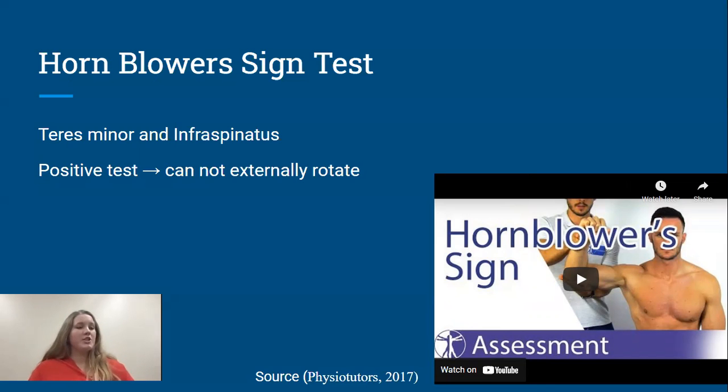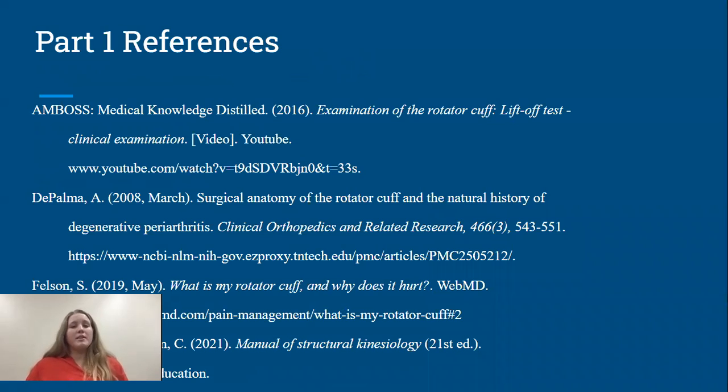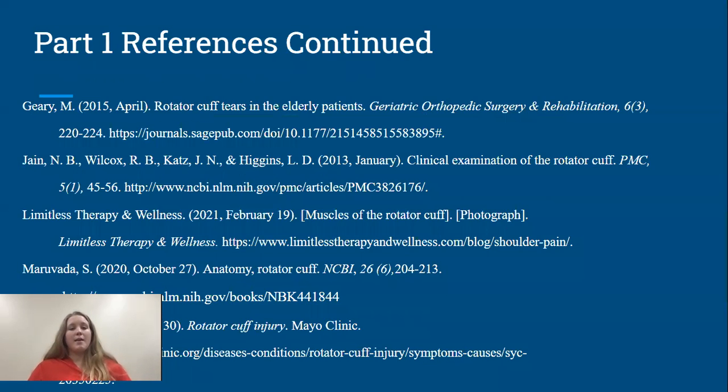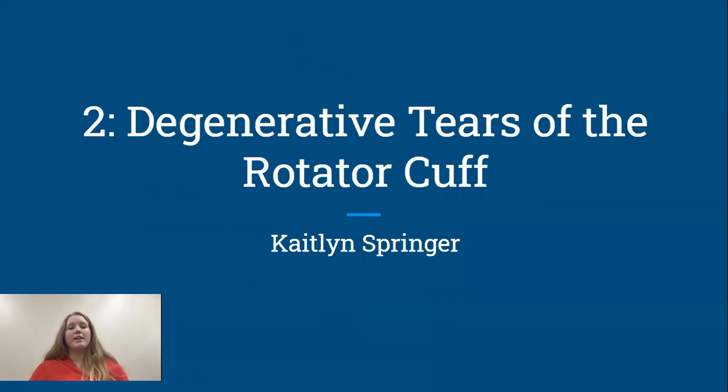As previously mentioned, the rotator cuff muscles are for performing overhead activities such as throwing, swimming, combing your hair, reaching things on a top shelf. If these activities are performed with poor technique, it will lead to failure of the rotator cuff stabilizing the humerus. Now that the anatomy and physiology of the rotator cuff has been established, Kaitlyn Springer will discuss the mechanisms of injury due to degenerative tears of the rotator cuff that are common among older adults.